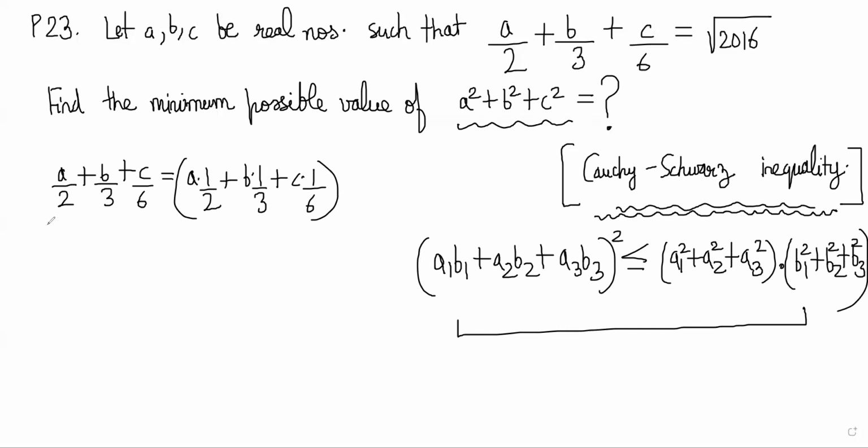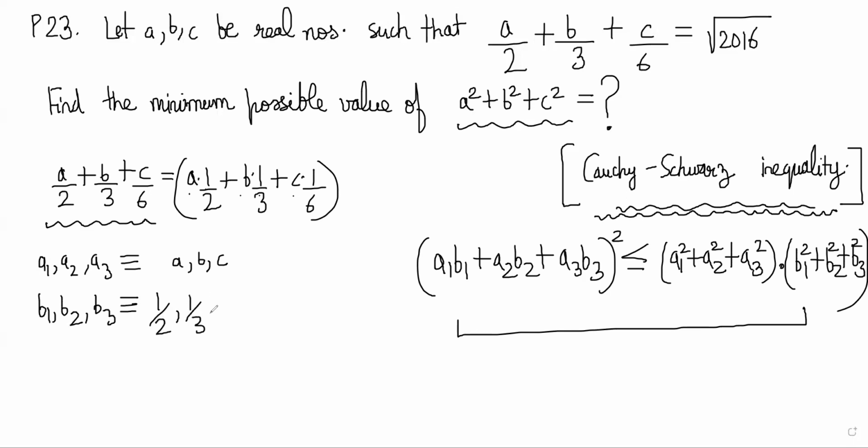We are going to say A by 2 plus B by 3 plus C by 6 is written as A into half plus B into 1 by 3, C into 1 by 6. Here you can think of A1, A2, A3 as A, B, C. B1, B2, B3 can be thought of as half, 1 by 3, 1 by 6. And now I'll apply Cauchy's inequality to this expression.